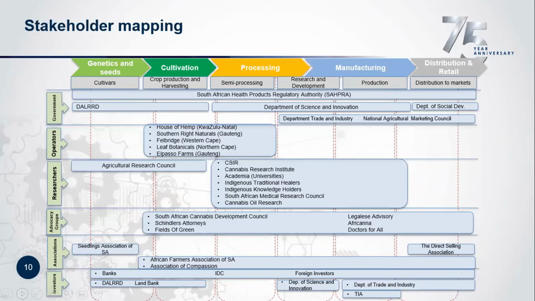This is just a stakeholder mapping. It's a very complex diagram, but all I want to show you is that there are many players in the value chain. If you look at the top, it starts from the genetics and the seeds, cultivation, right up to distribution. And these are the stakeholders. You have government, you have operators, researchers, advocacy groups, associations, and I mean, it's a long list on the left. So those are the players that play a role in the cannabis sector.